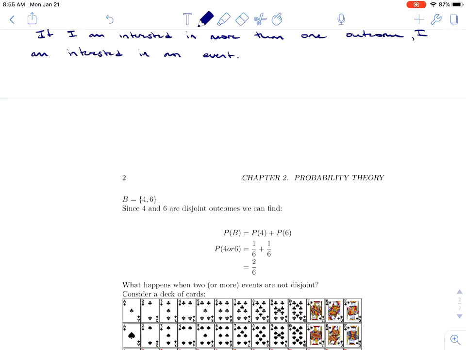But what we're more interested in, if I asked you to find this, so what's the probability of rolling a 4 or a 6? You would probably say, well, the probability of rolling a 4 is 1 in 6, and the probability of rolling a 6 is 1 in 6. So I can just add those together, because I've expanded the outcomes that I'm interested in. And so the probability of 4 or 6 is 2 over 6.